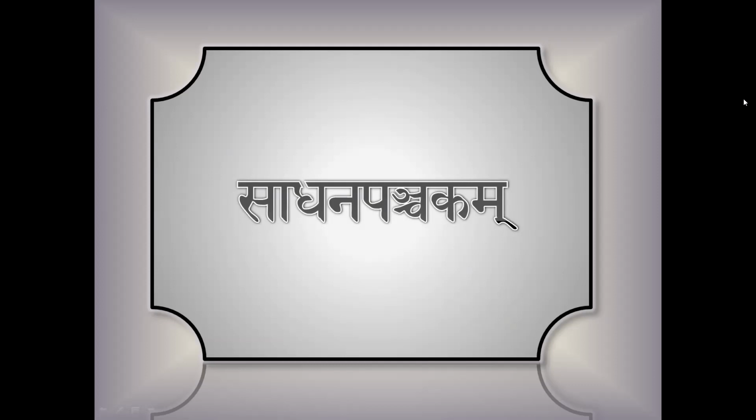So vidhi in the form of pravritti and nishedha in the form of nivritti. Pravritti means doing things, engaging in action. Nivritti is withdrawal from doing. So one is engaging in, the other is disengagement from, withdrawal from. Therefore, do's and don'ts, we can say, the language of yoga shastra. So there are five do's and five don'ts. Yama and niyama.